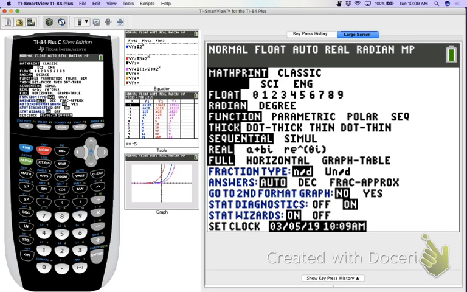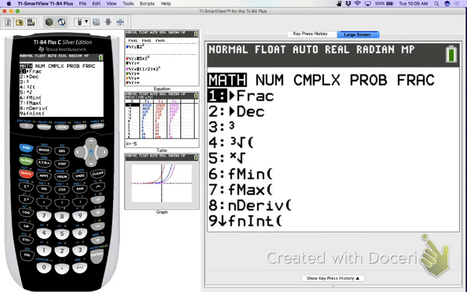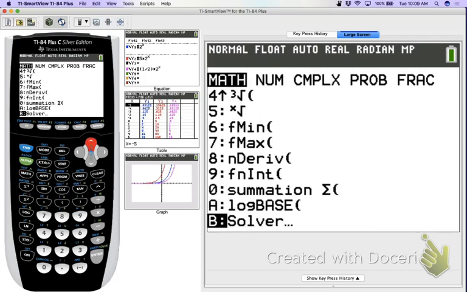If you have it in math print, yours is even easier than anybody's. All you have to do is go to math. You can hit the up arrow and on letter A, it says log base. So this is if you have this type of calculator right here or the plus C like this one that's listed. If you don't have a spot where it says math print, then I'll show you the other way here in a second. Or if you have a scientific calculator, I'll show you that way in a second.